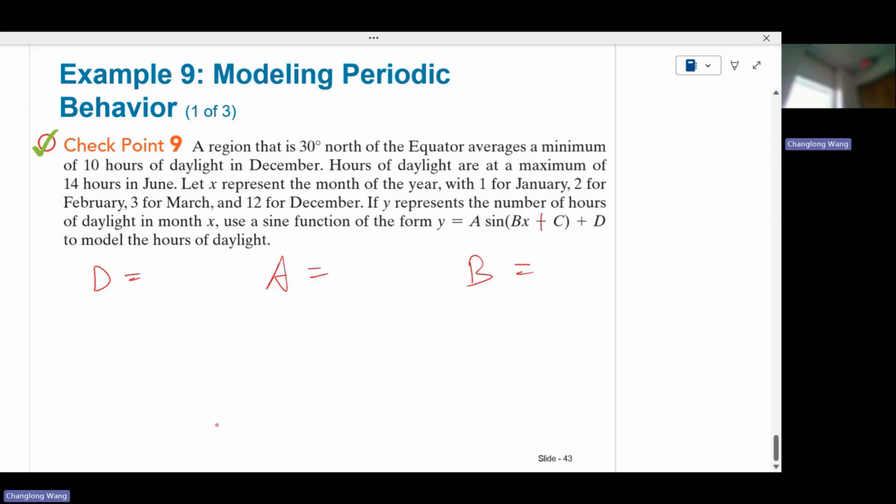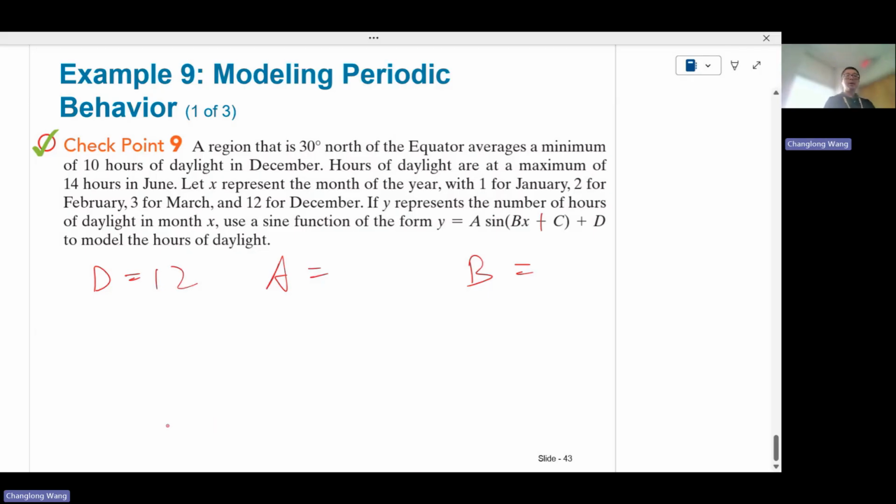They say the minimum of daylight is 10 hours. The maximum daylight is 14 hours. Minimum is 10, maximum is 14. So how much do you think that the graph has been shifted? If it meant to be at 0, right, going up and down. Okay, going up by 12 units, right? It's, again, the average of the two, right? Average the maximum and minimum. So D is 12.